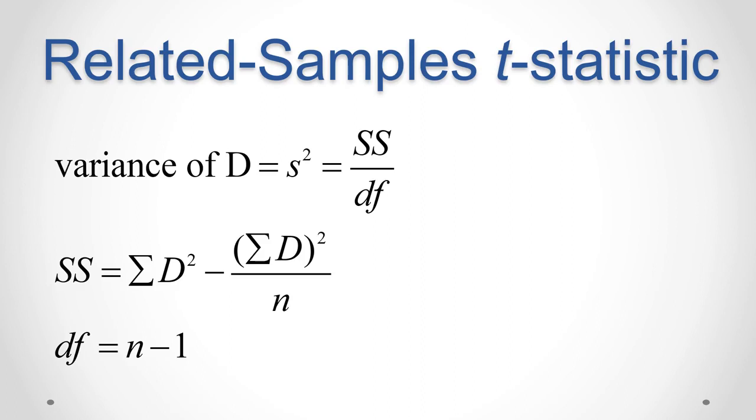Hopefully, you recognize these formulas' structure. Variance and sum of squares are calculated in the same way. All we are doing here is substituting X, raw scores, for D, difference scores. These formulas should all be very familiar to you by now.